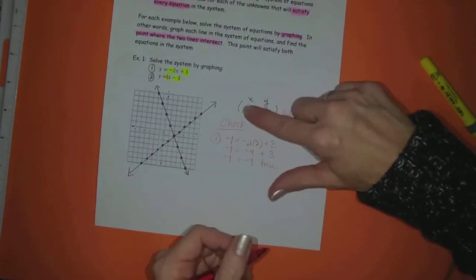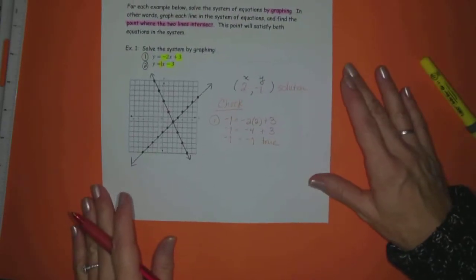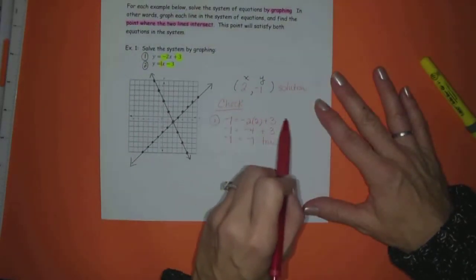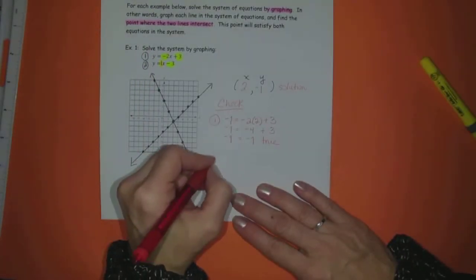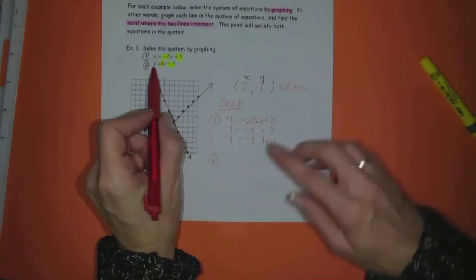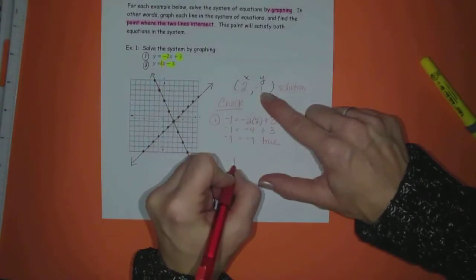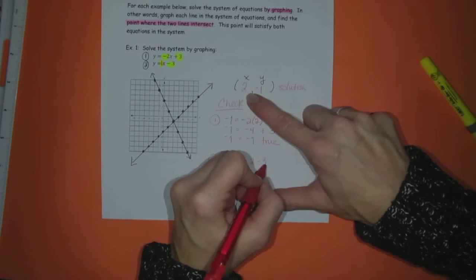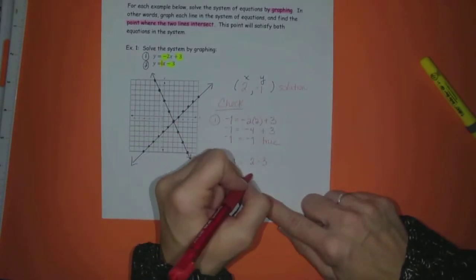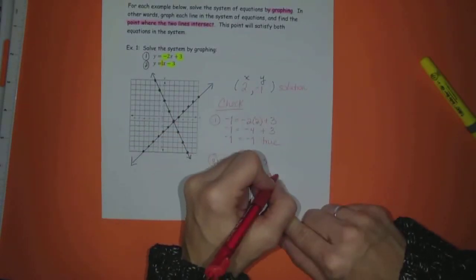So this point, 2, negative 1, is a solution algebraically to the first equation. Now, if I take the second equation, where the y is, again, I'm going to substitute negative 1 equals x, which is 2 minus 3. So negative 1 equals negative 1, also true.